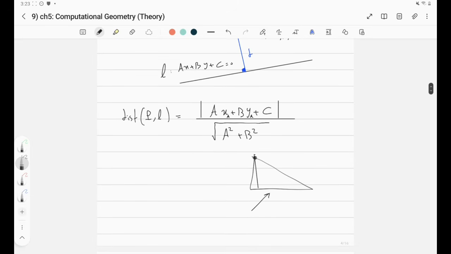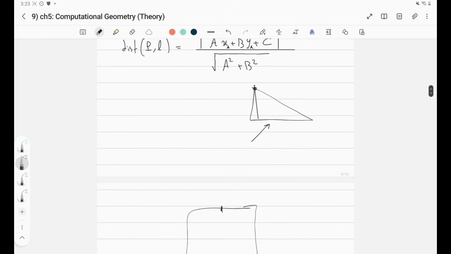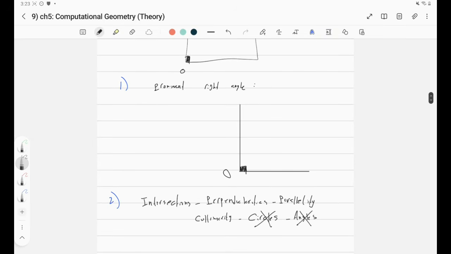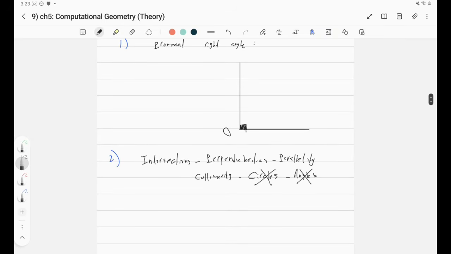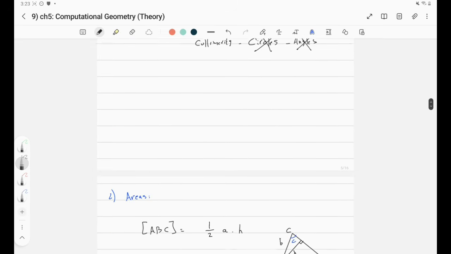Just make sure you memorize it. It's not that difficult. It saves you a lot of time. And like we already said, we covered when to use it and when not to use it. Do not use it when you have lots of circles or maybe lots of angles as well.